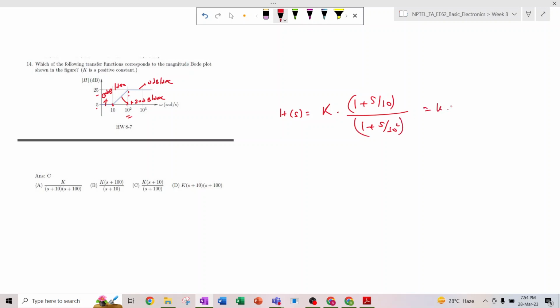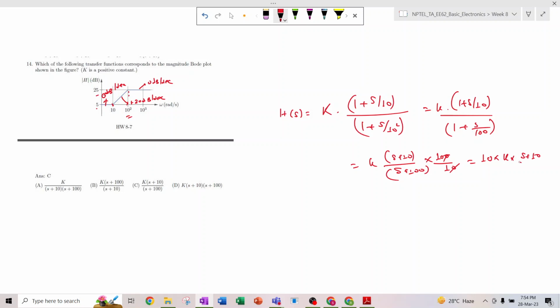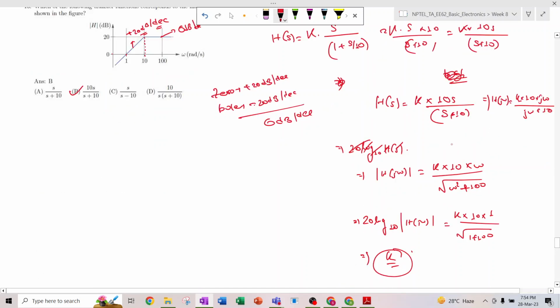So it will be k times 1 plus s by 10 divided by 1 plus s by 100. Okay, so it will be k times s plus 10 divided by s plus 100, with 100 going up and 10 going down, so it will be 10 into k into s plus 10 by s plus 100. So sorry.